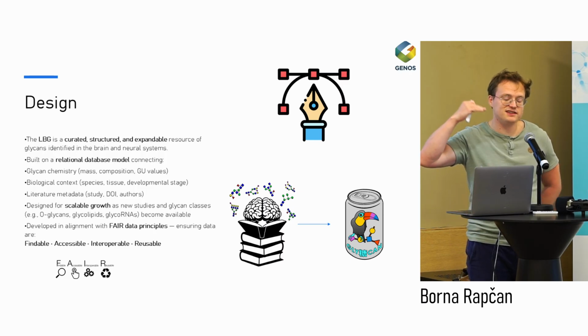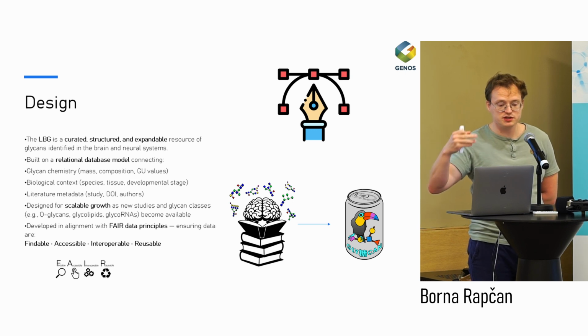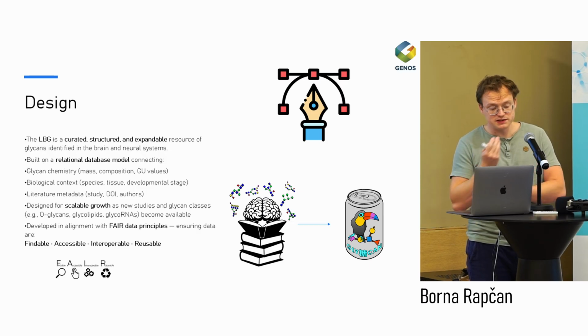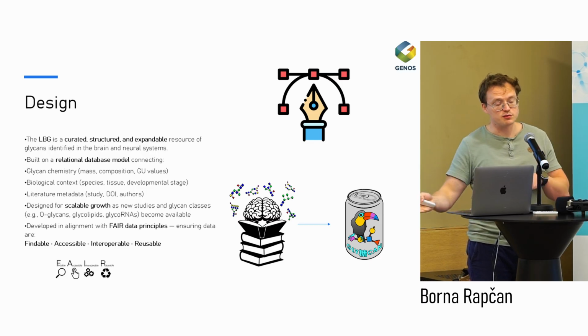It has, as I said before, three layers of information. The first is the glycan chemistry, which is the mass, composition, and GU values. Next is the biological context. So it's the species, information on the tissue, and developmental stage. And finally, we have literature data. It's where the glycans were published. So the study name, DOI, and the authors. So it can all be linked.